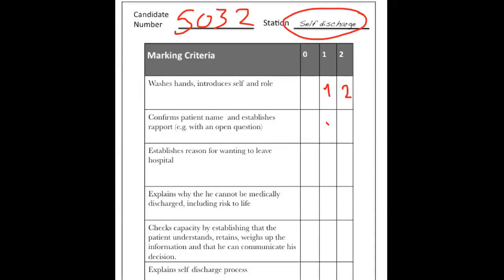If you forget, he will mark it like this. Establish the reason for wanting to leave hospital. If you did it, it's okay. If you didn't, and you just did 1 but not 2, you'll take only 1 mark. Explain to the patient why he cannot be discharged.